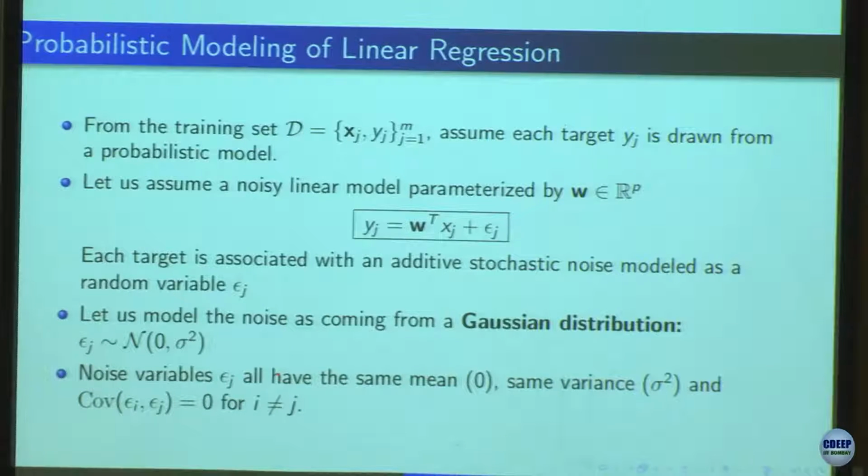Also, we'll assume that there is no covariance across the epsilon j's. I mean, this also will result. So covariance of epsilon i, epsilon j will be 0 for all i not equal to j. This will result from the assumptions made so far.